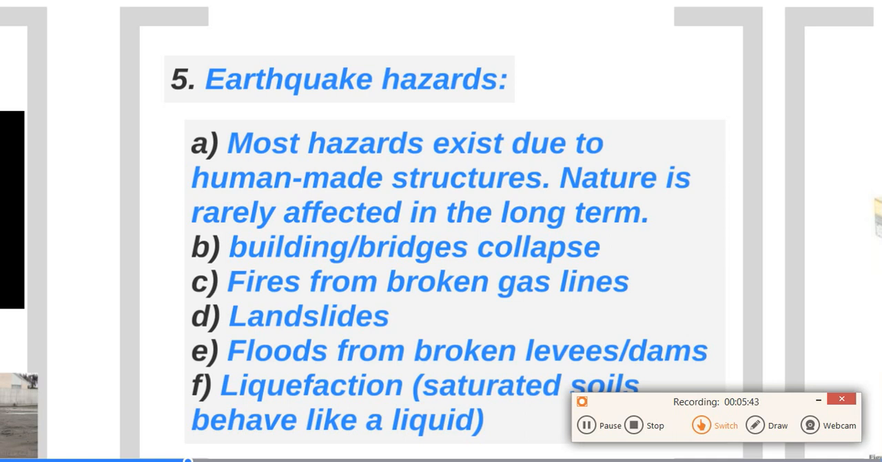So some of the things we have are building and bridge collapse. We don't tend to have huge bridges in nature, so that's, again, human. Fires from broken gas lines. We've got landslides, and if you don't know landslide, it's when the land slides. So basically, it's up high or at an angle, and it starts to come down to become level. Floods from broken levees or dams. We do have natural levees, so this does occasionally happen in nature.